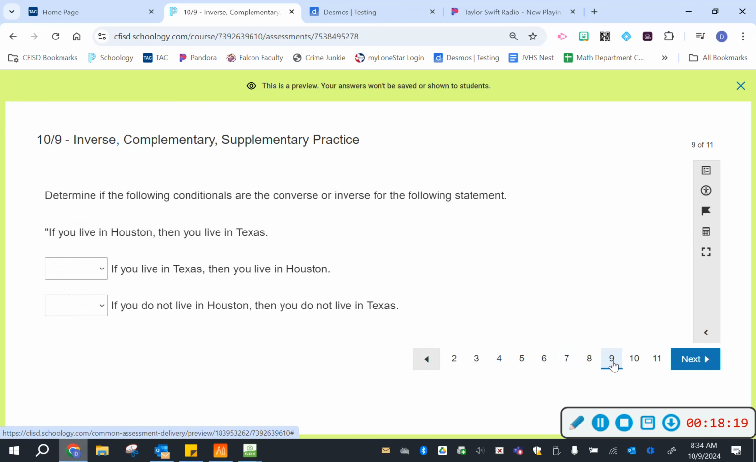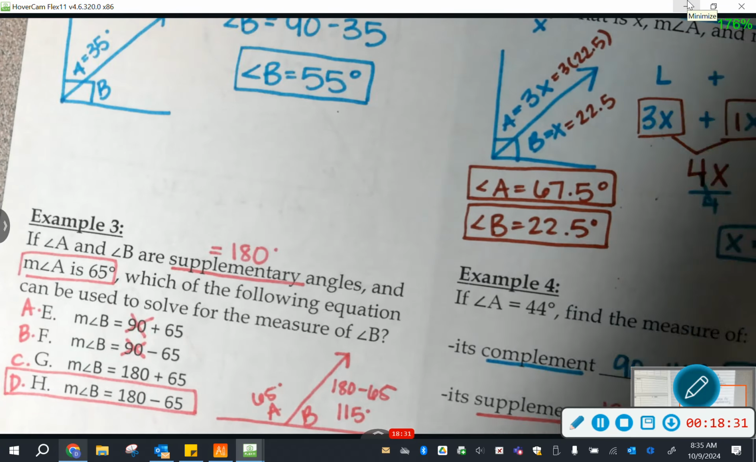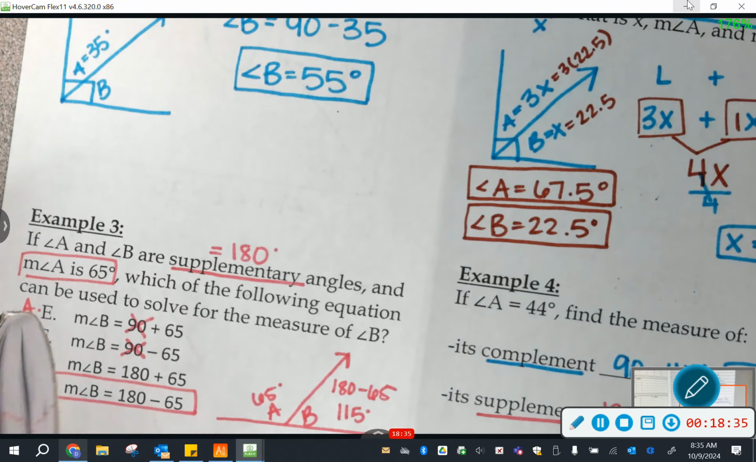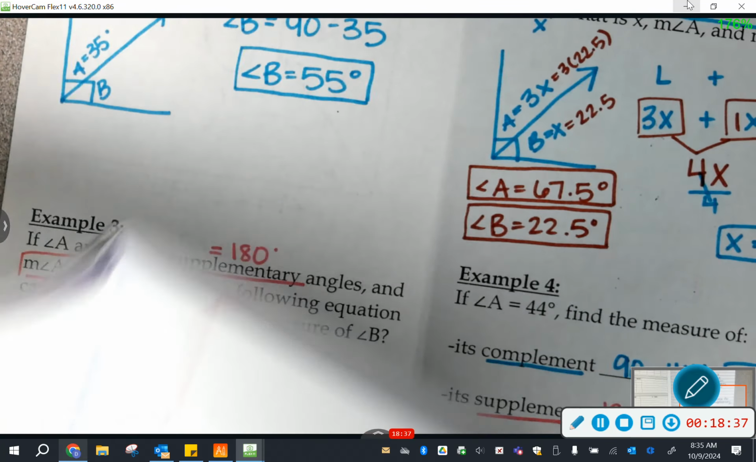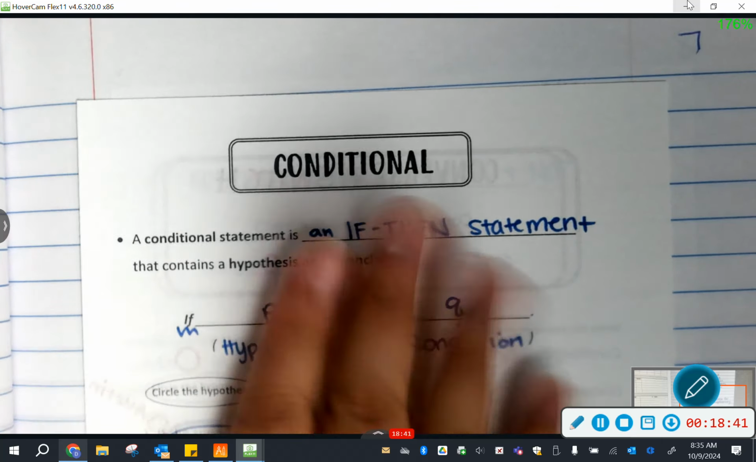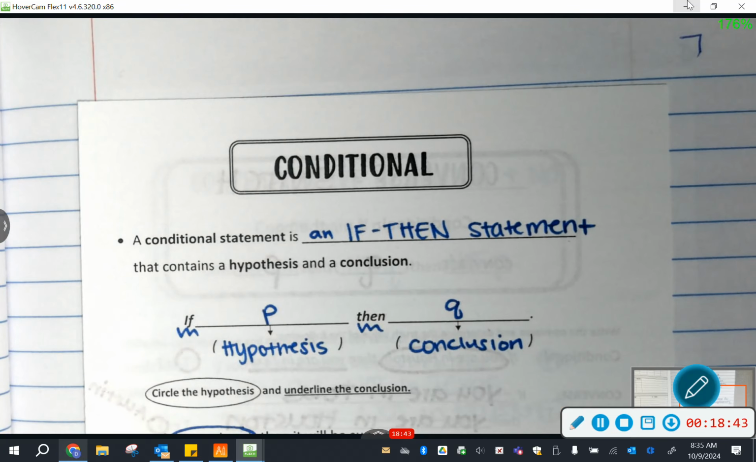All right, last one. Look up, please. On here, you're also going to have questions about converse and inverse because you are going to see that on your test. It's been a hot minute since we've talked about that. Can you please flip your notes to the page with conditionals? Page 7 for my class.